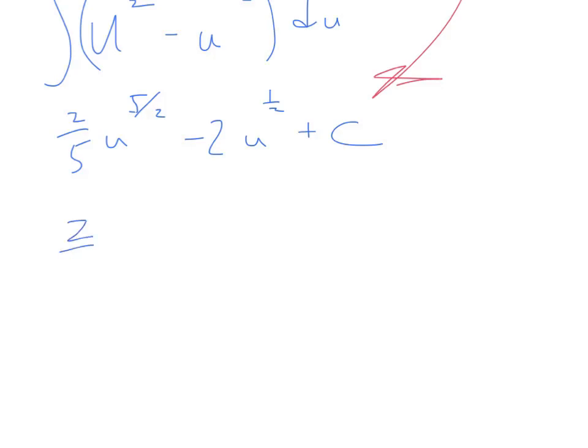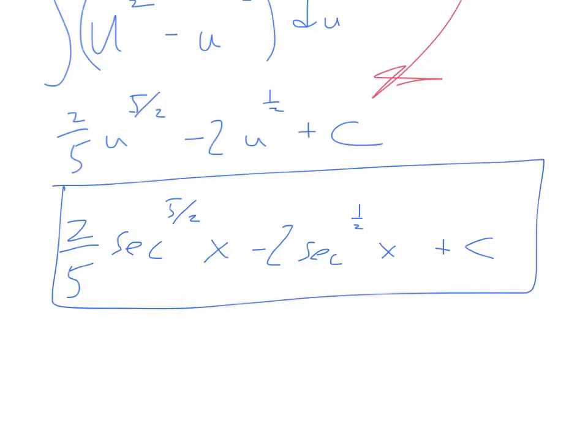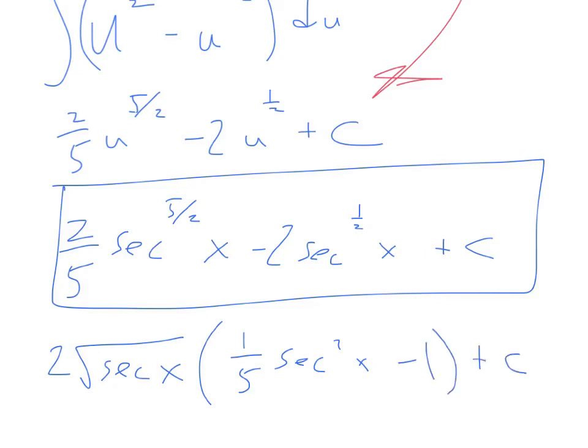That gives me 2/5 secant to the 5 halves power of x minus 2 secant to the 1 half power of x plus c. And I've talked before about how I really like doing things like this, pulling out the 2 square root of secant x. It's worth your time. Pause the video and think about, if you did pull that out, what would the rest of the problem look like? You should have 1/5 secant squared x minus 1 plus c.